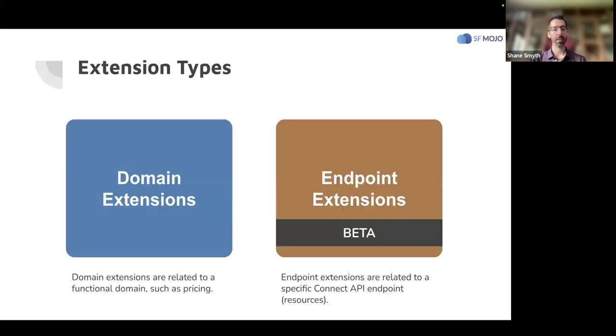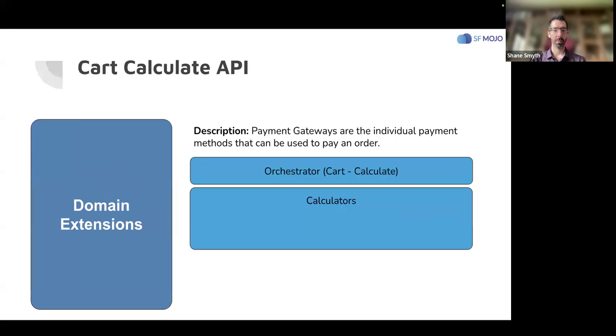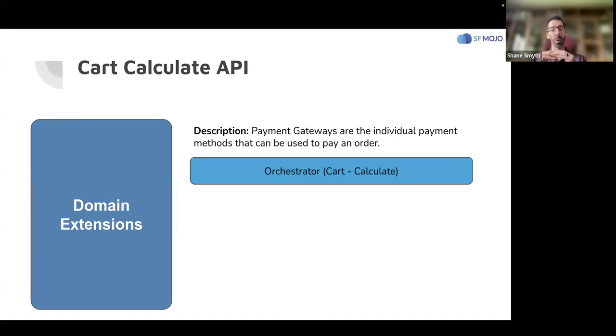So there are two different extension types today. There are domain extensions and there are endpoint extensions. And to give you a couple of examples here. So to begin with, we've got our orchestrator. And I'll talk a little bit more about this in a moment, but on the surface, it allows you to say which one of these extensions you want to run.